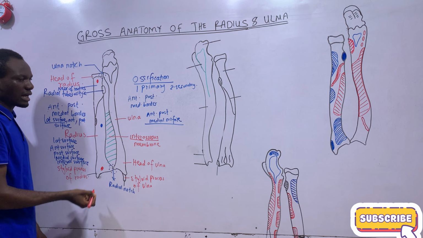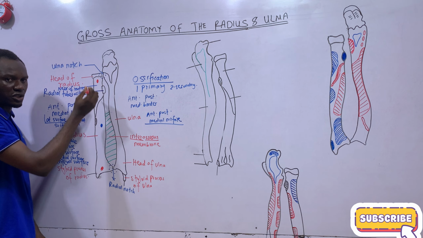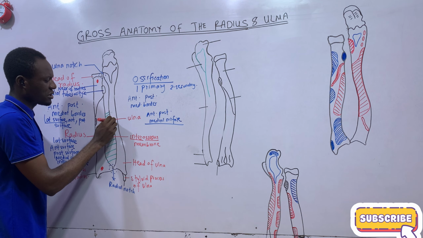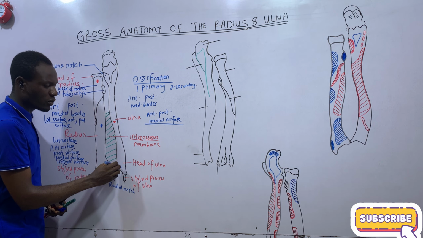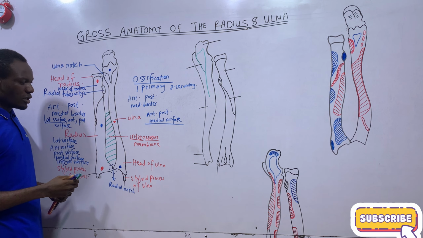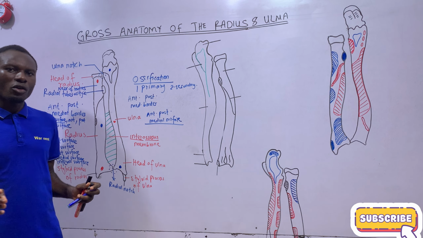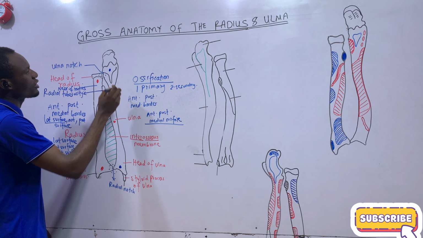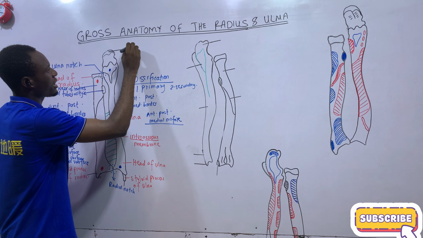So the radius has one primary ossification center and two secondary ossification centers. That is three. The ulna has one primary ossification center that appears in the middle of the shaft and two secondary ossification centers, one for the lower end and one for the upper end of this bone. Okay. So what are the features that you need to take note of when you are discussing the ulna? Maybe in your exams, you must mention that the ulna has processes. This process right here that receives the attachment of the triceps brachii is called the olecranon process.